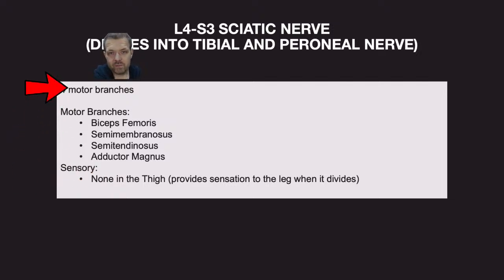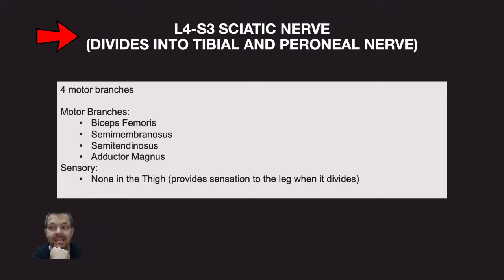So we've got 4 motor branches for the sciatic nerve. L4 to S3, so it's quite a big area that it covers, and when we come up to the lumbar spine, we'll talk more about what L4 to S3 means and where everything comes from. So it's actually 2 nerves wrapped into one, and sometimes it splits really high, so it will split up in the pelvis area.